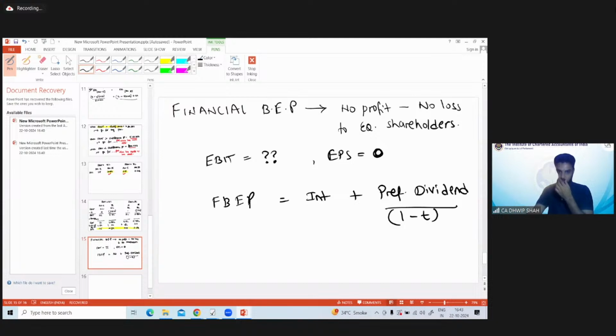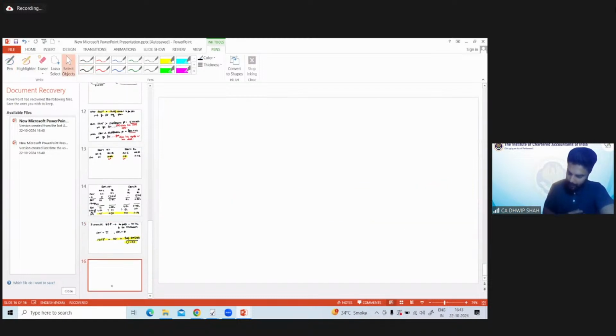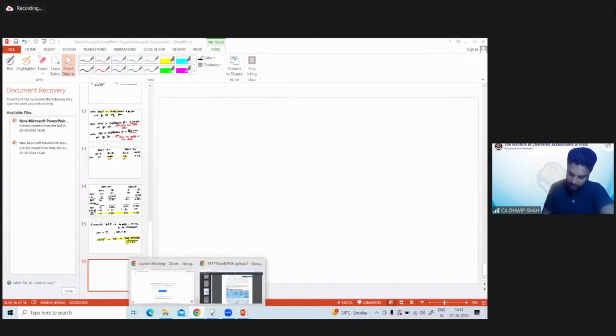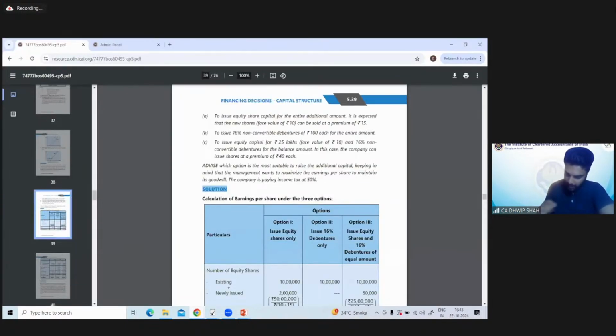So there are two ways to solve financial break-even point. One is reverse engineering, start from EPS and reach EBIT. Second, simply apply this formula. Correct? So let's take one practical problem and see how financial break-even point is calculated.